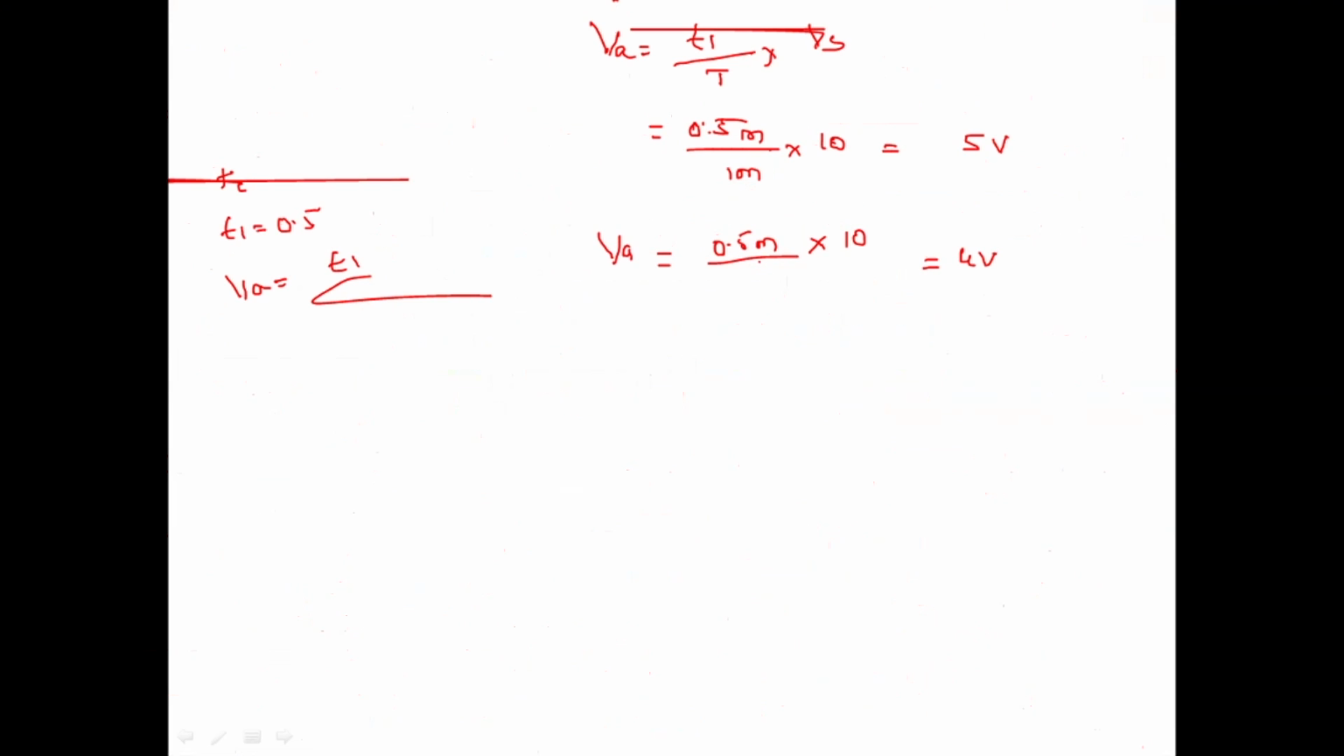VA should change to 4, so something I need to do. 0.5 milli by x should become 0.4. So x is 0.5 milli by 0.4. So 5 divided by 4 means how much? 5 divided by 4, 1.25.